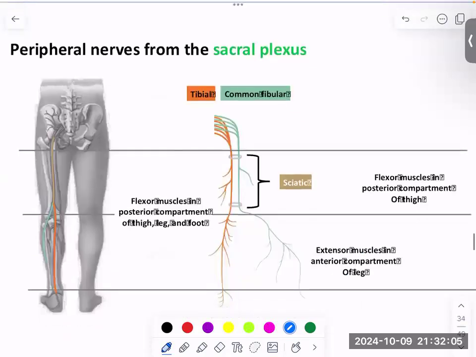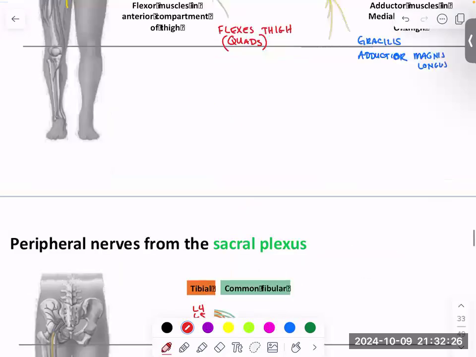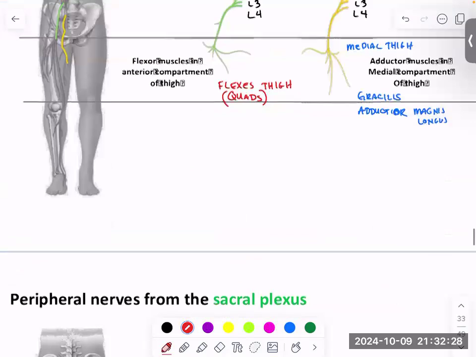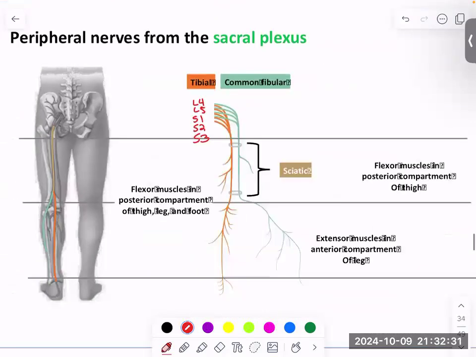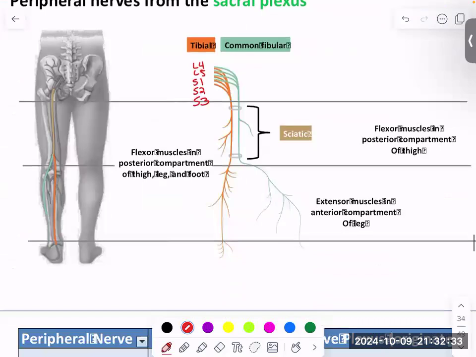This one's a fun fact. The tibial nerve. Let's start with the tibial. I'm going to label these ones in red. L4, L5, S1, S2 to S3. Did I put flexor up here? Oh, I see what I did. Got it. This one is responsible for the flexor muscles on the posterior compartment of the thigh. Your hamstrings.